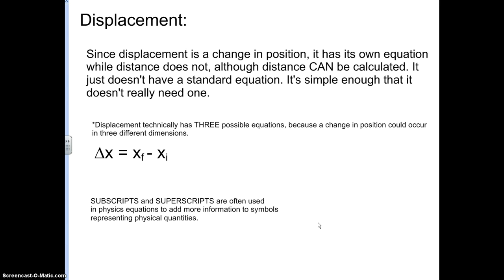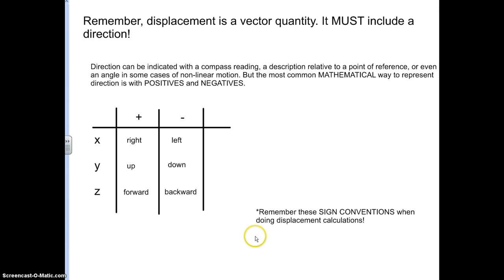A lot of times we'll put a bar over top of a variable, and that might mean something as well. Like that happens to mean average. And so look for different symbols to mean different things. Remember, displacement is a vector, and we talked about this. Don't forget, you really need to memorize these conventions, that the positive directions are considered to be right, up, and forward, and the negative directions are considered to be left, down, and backward.